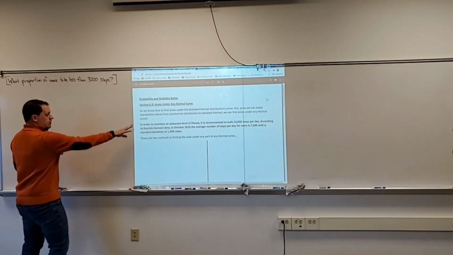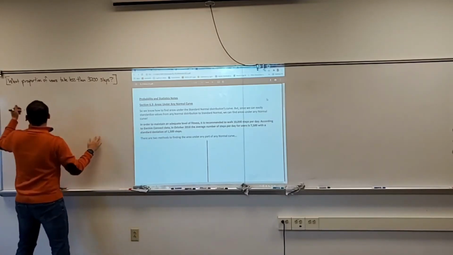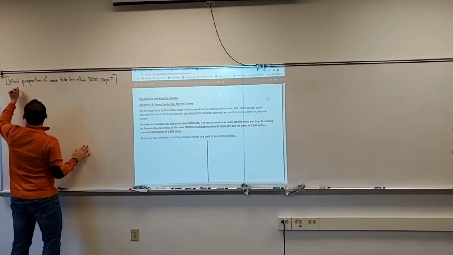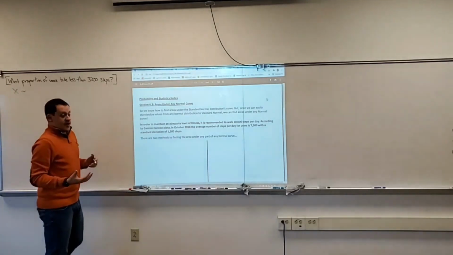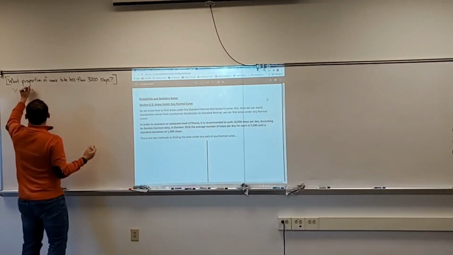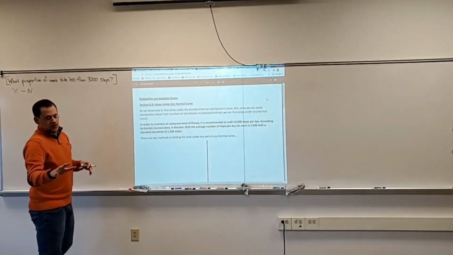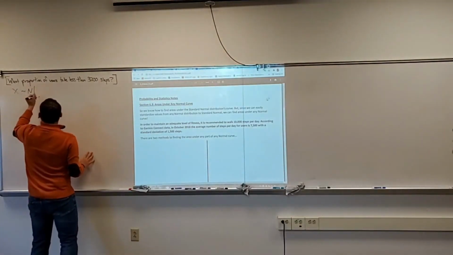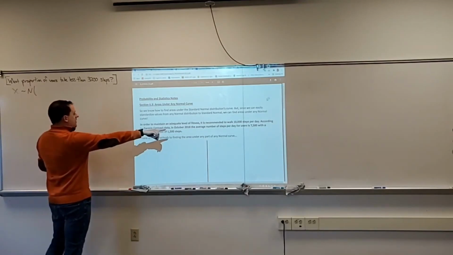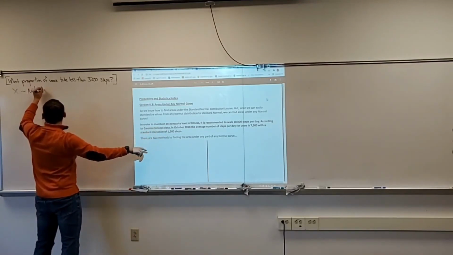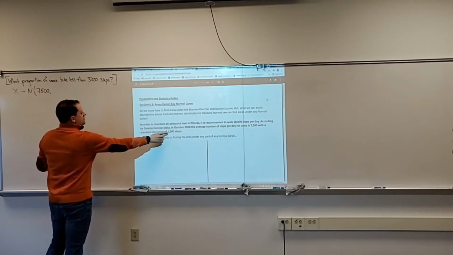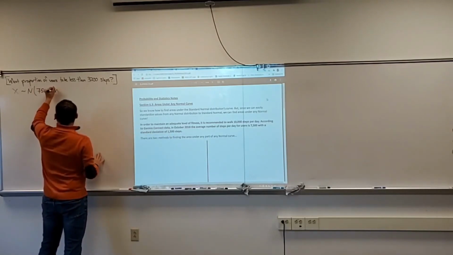So, we know from the information given here, our variable x is number of steps per day. We know that this has a normal distribution. We saw the curve. It wasn't perfect, but we're going to use that model anyway. With a mean of 7,500 steps per day and a standard deviation of 1,500.